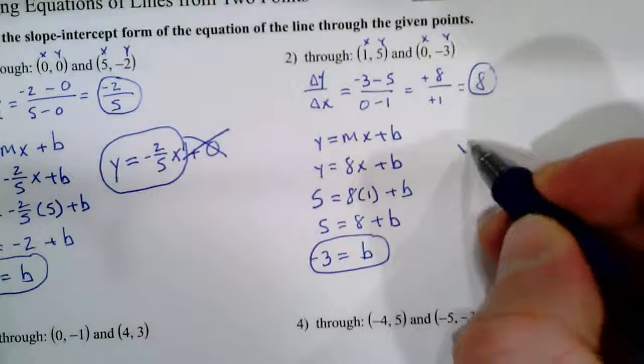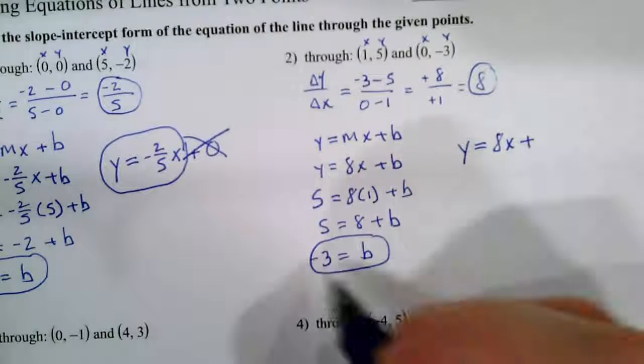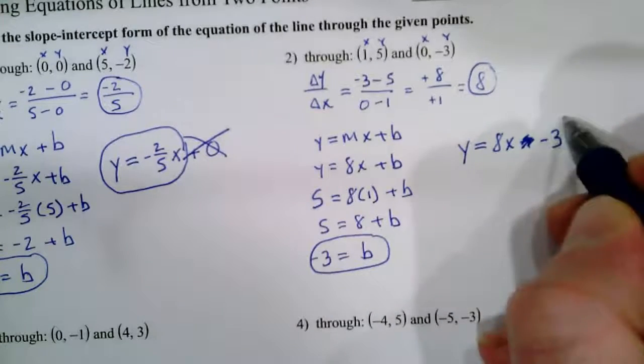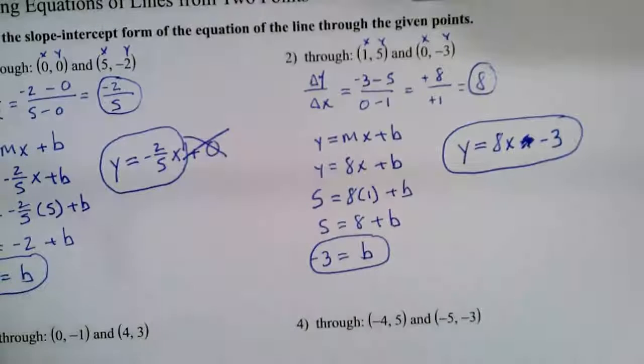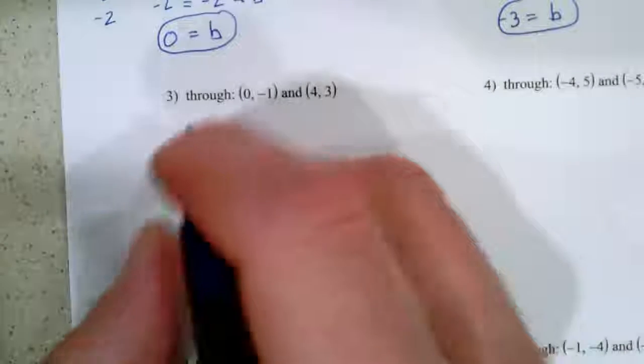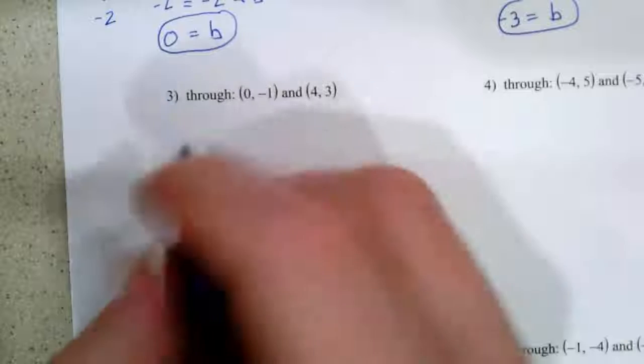So just write out our full equation. Y equals m, that's 8, x plus b, which is -3. So actually I should write -3. There we go. Next up, we have, see, we're going through these 2 points here.